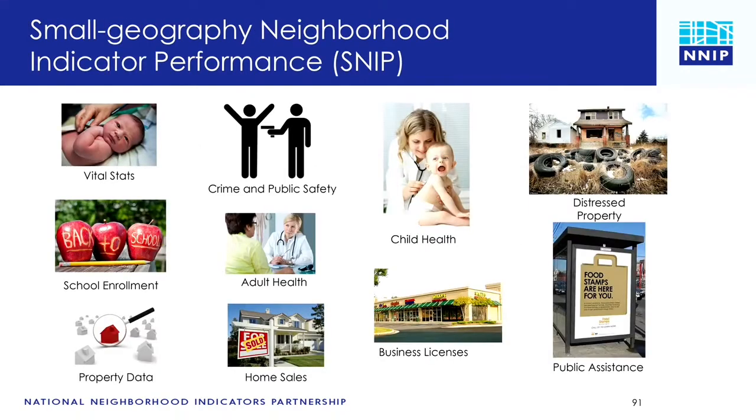And then from the data inventory, we developed the small geography neighborhood indicator performance, known as SNIP. And this assesses how well the network is doing to assemble, transform, and maintain neighborhood level data. This can also encourage partners to expand scope. This is based on the 10 categories shown on the screen, and this was broken down from the 23 data categories that people answered on the data inventory themselves, based on taking a broad approach from the data inventory itself.